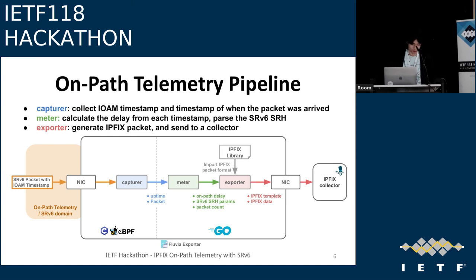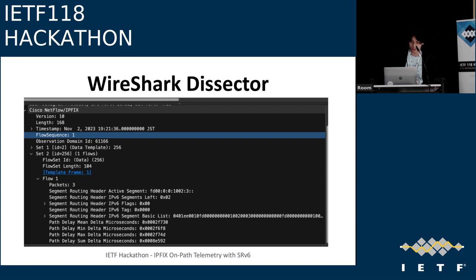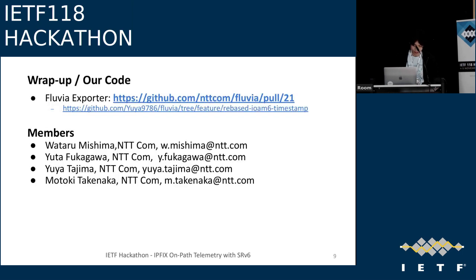This is the pipeline of exporting on-path telemetry. First, capturer collects SRv6 packet with IOAM header and timestamps of when the packet arrived. Then, meter calculates each on-path delay using timestamps and parses the SRv6 SR header. Finally, exporter generates the IPFIX packet and sends it to IPFIX collector. This is a Wireshark screenshot. We succeeded to dissect the path delay IEs. Here is our code and my team member. Thank you.